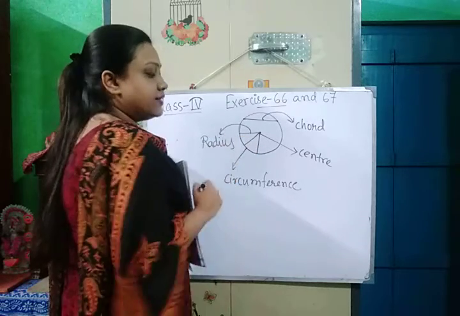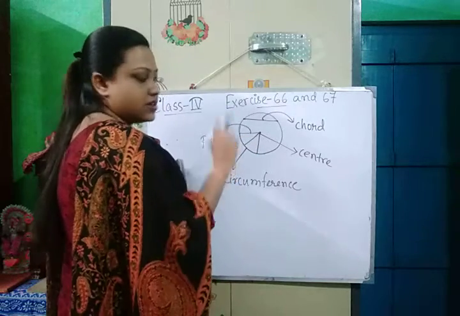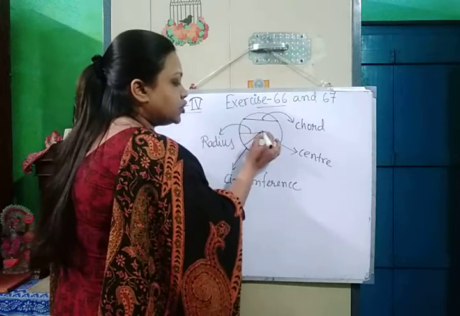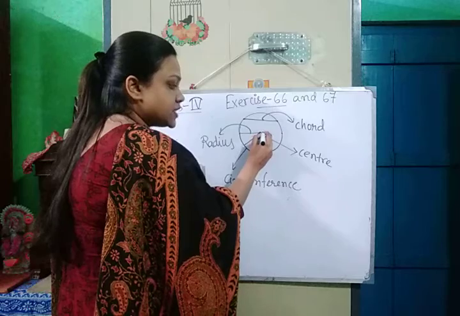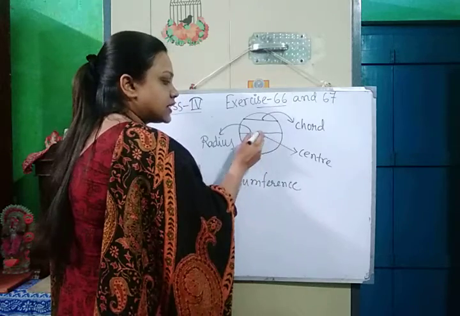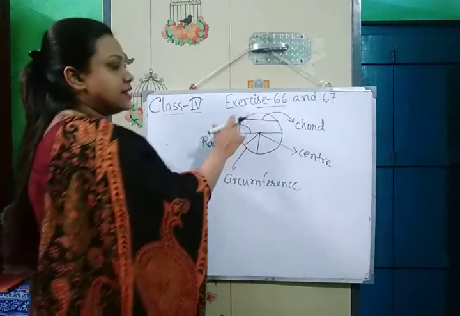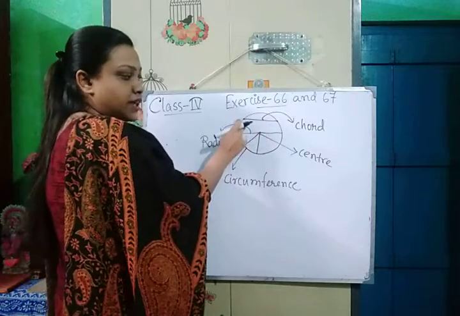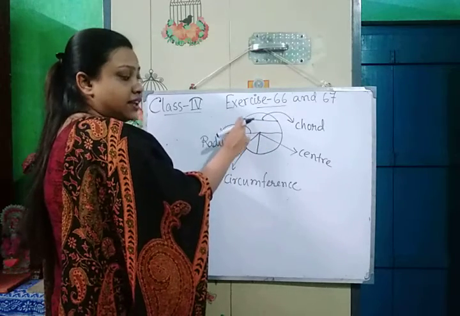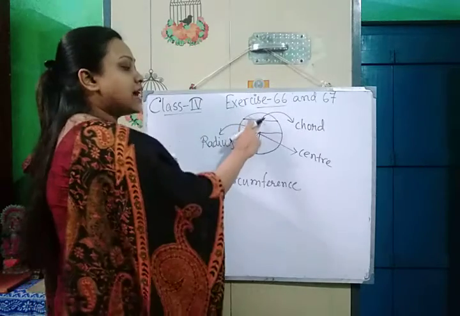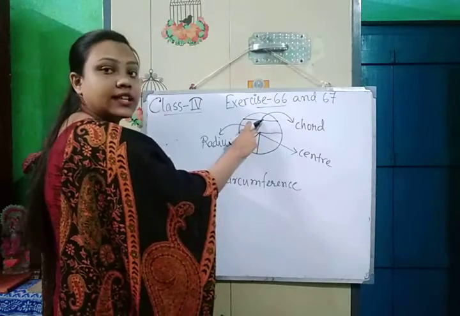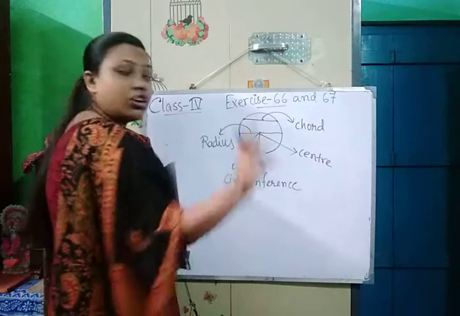So the length is called the radius of the circle. And if we join any two points on the circumference, but the line is going through the center of the circle, you can see these lines is also made by joining two points on the circumference of the circle, but this line is not going through the center of the circle. That's why this is called a chord only.